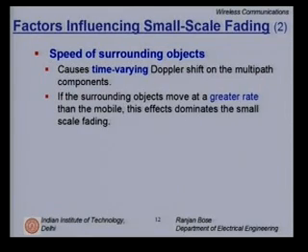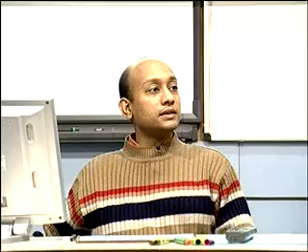If the surrounding objects move at a greater rate than the mobile, this effect dominates the small scale fading. Hence, in wireless local area networks, any movement of the environment dominates and will cause small scale fading. Whereas if I am sitting in a car talking on my handset and my environment is relatively not changing, only my motion in the car will result in the small scale fading, not that of my environment.